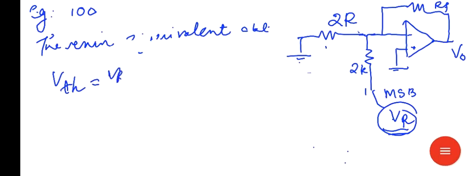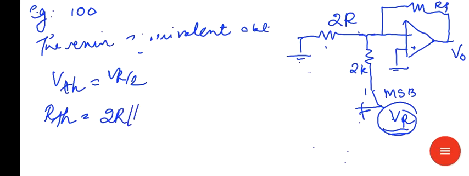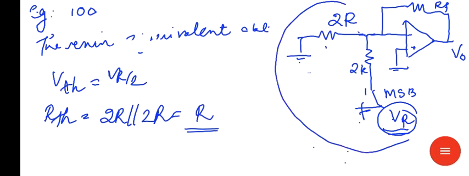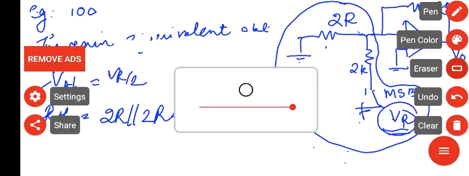Then you find out RTH. For that, this voltage source is grounded. Then you get this 2R and 2R in parallel. RTH is 2R parallel 2R, that is equal to R. So this is RTH. In this portion, replace the arrangement by the Thevenin voltage VTH and the Thevenin resistance RTH. Okay.